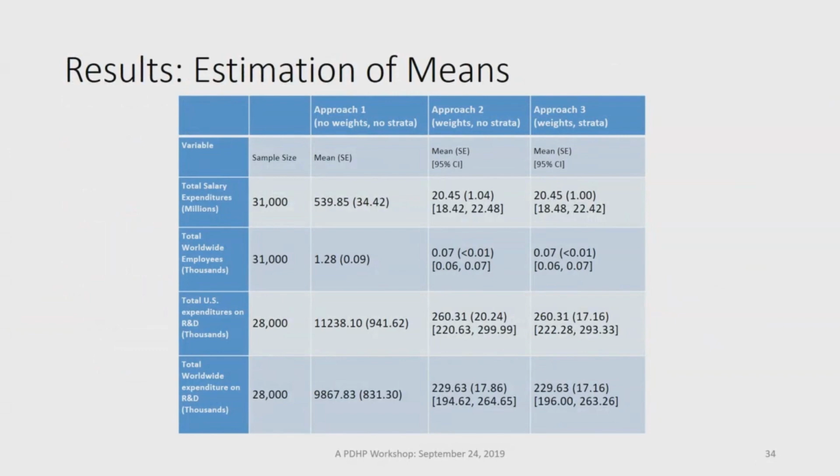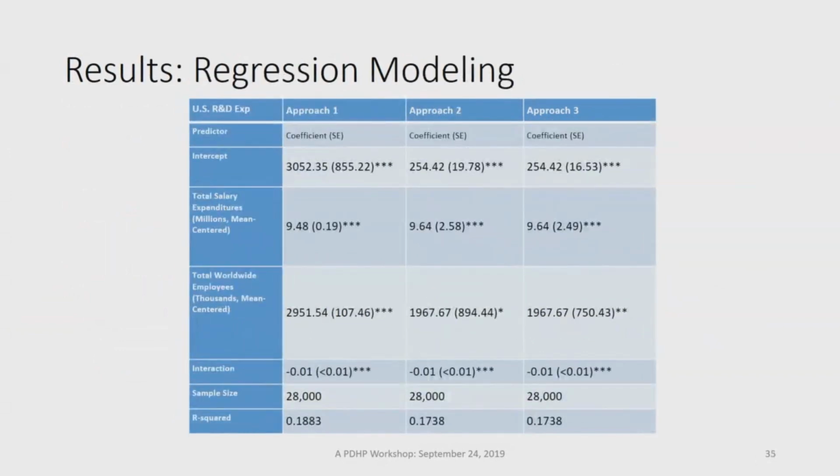Okay? Same thing for employees, expenditures. The story doesn't change depending on the descriptive estimate. That's why I think it's a bigger deal for descriptive estimates. But what about regression models? Okay. Here, the dependent variable was U.S.